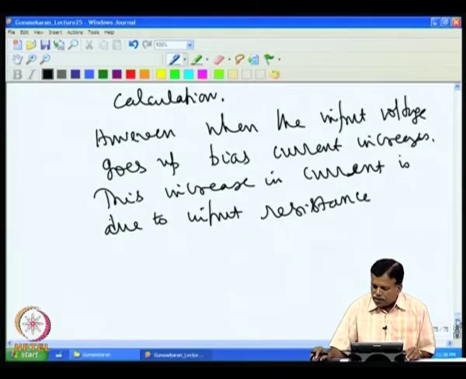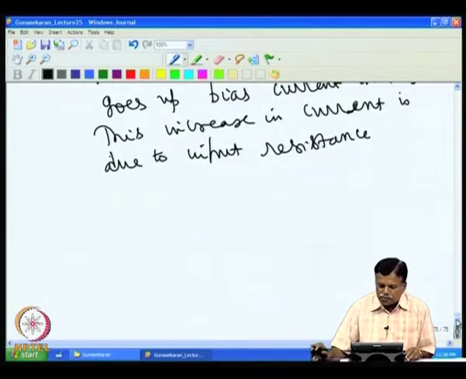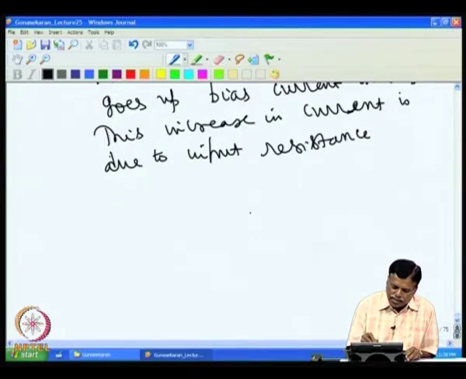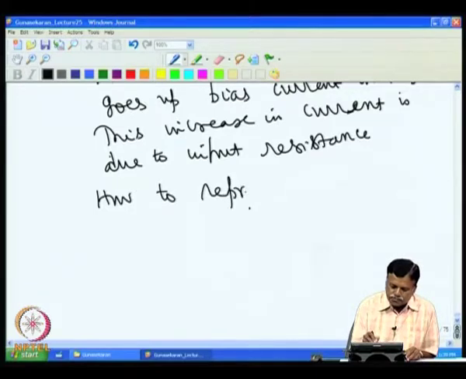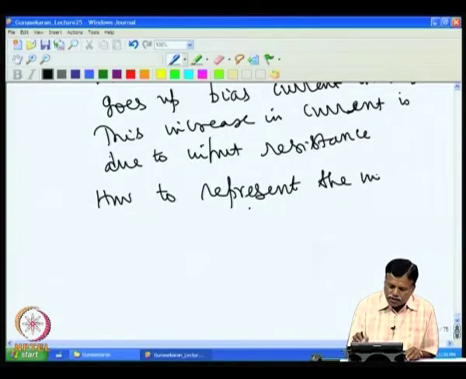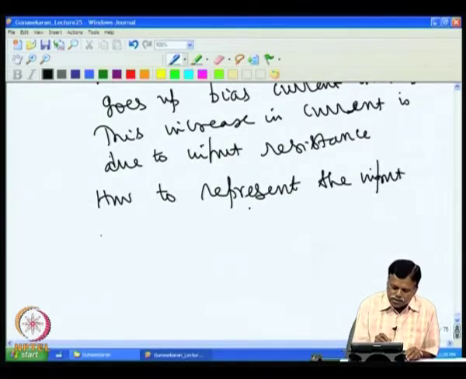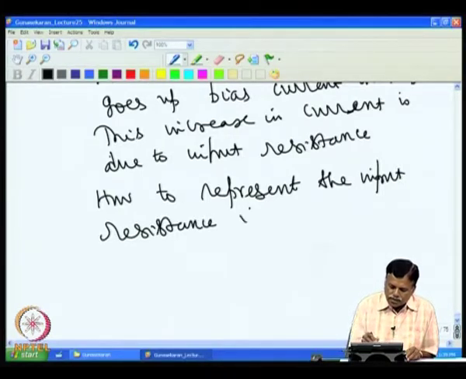So, ideally if you want to represent the input resistance in the case of op amp, then I will put it like this. So, how to represent the input resistance in the op amp?